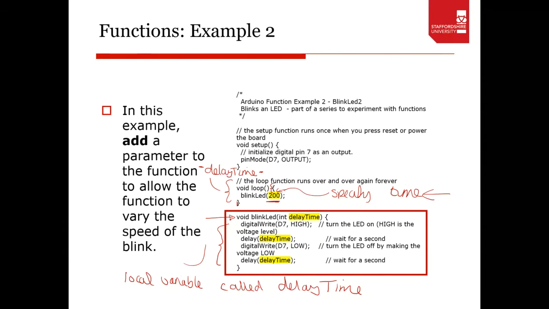So here we have, again, digitalWrite D7 HIGH, and we delay it, so we keep it on for that delay time, which has been passed in through the main function, the main void loop, and then we make it LOW for that delay time. So delay time is only available in this rectangle.